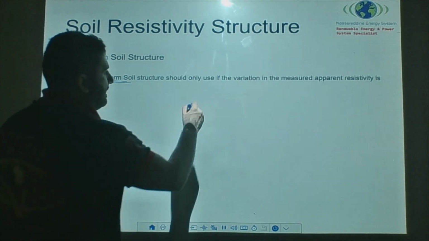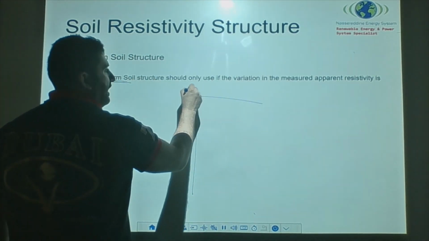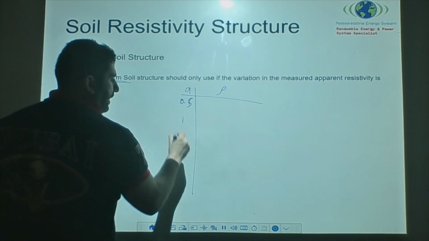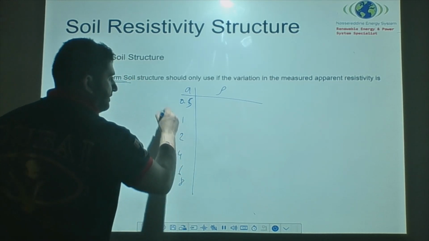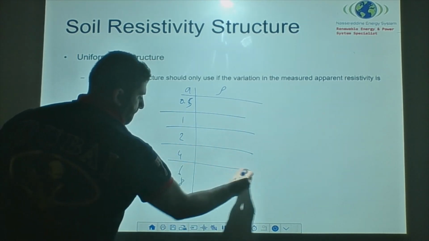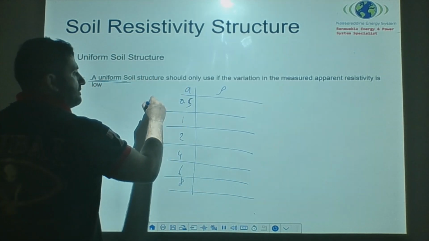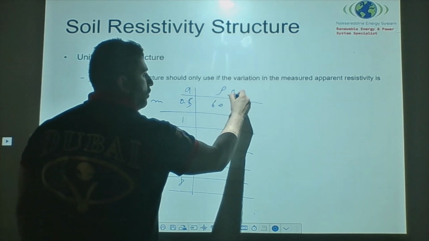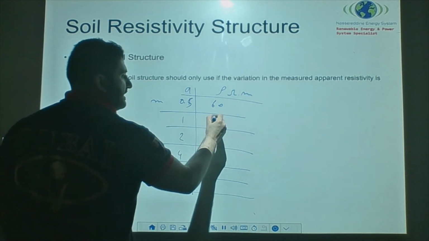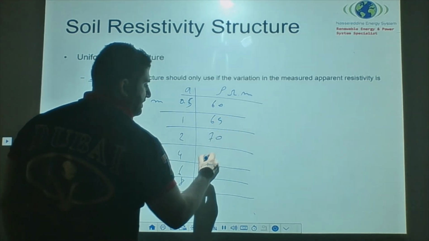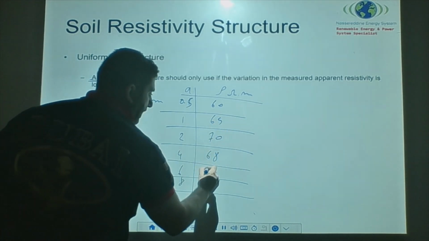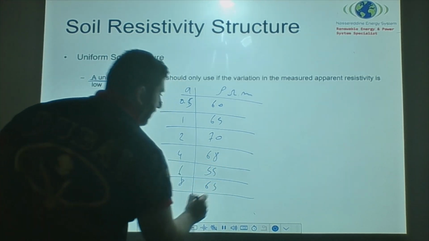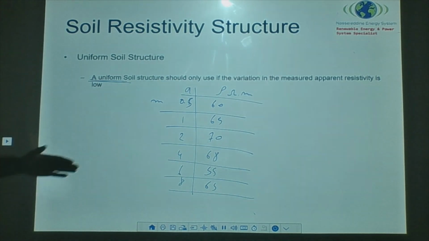What does this mean? For example, let's say I have A, I have rho. Let's say A is 0.5, for example, 1, 2, 4, 6, 8. This is in meters. Let's say this is now, for example, 60. This is ohm meter. Let's say that's at 65, 70, 68. Maybe now you get, like, for example, 55. You go back at 65. So the variation is very small.